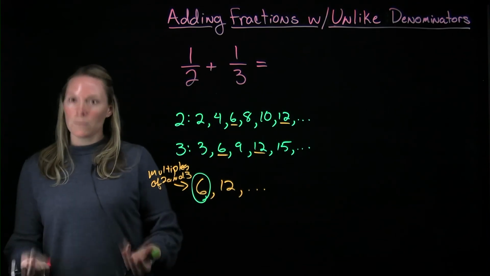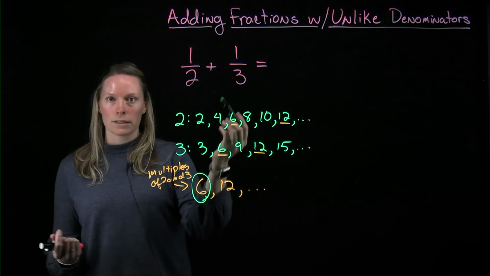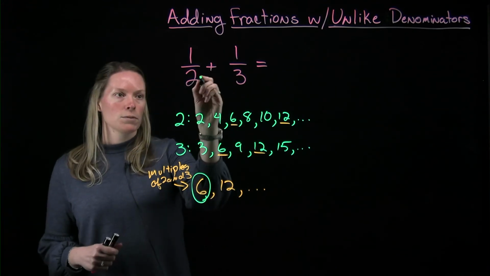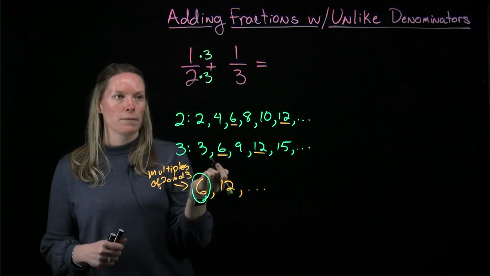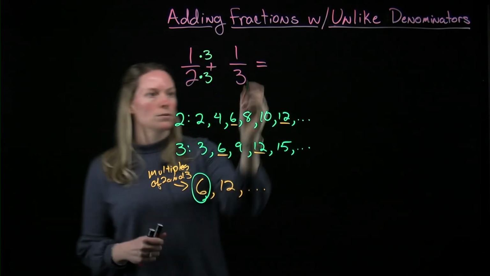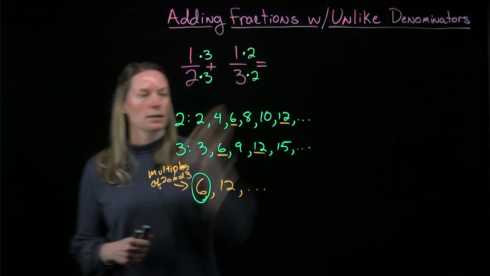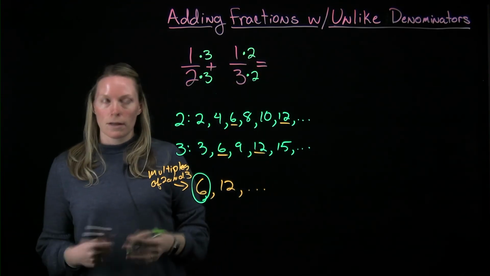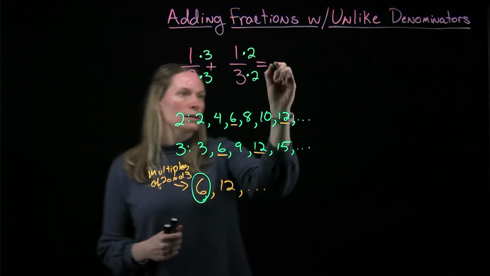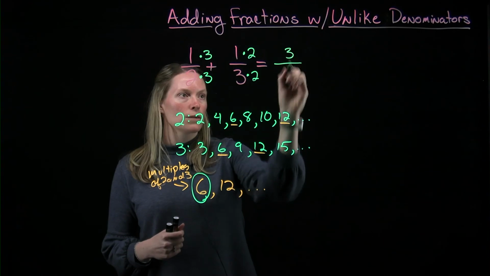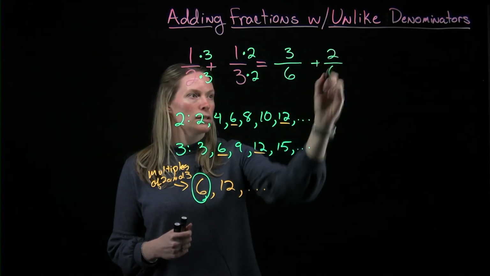So how would I change the 2 in the denominator to a 6? Well, one way of doing that is to multiply by 3 to the numerator and the denominator. I would then want to multiply a 2 to the numerator and the denominator of my second fraction. Now I'm going to rewrite the equivalent fraction with the denominator of 6. So I end up with 3/6 plus 2/6.